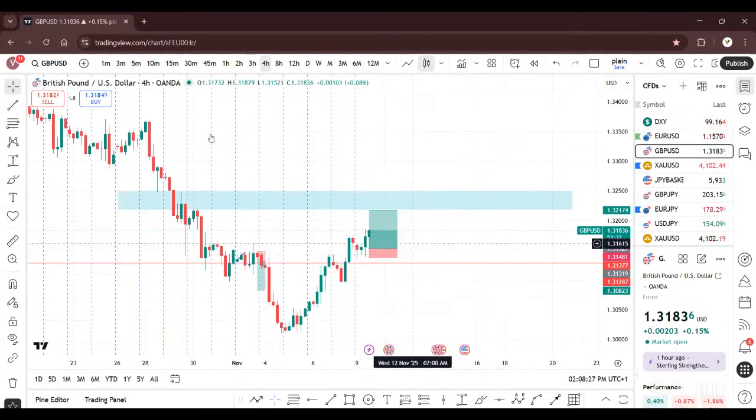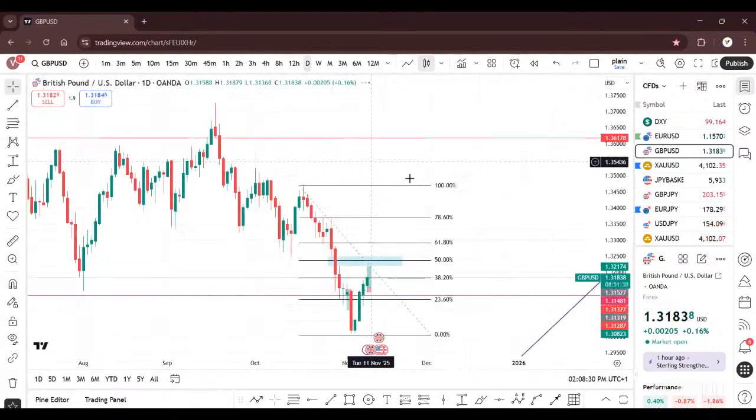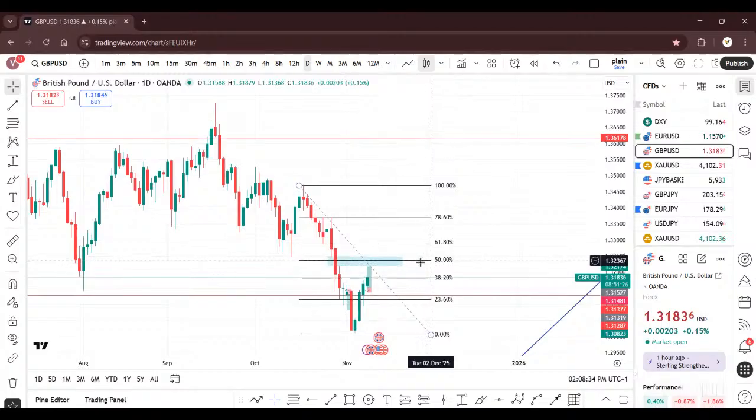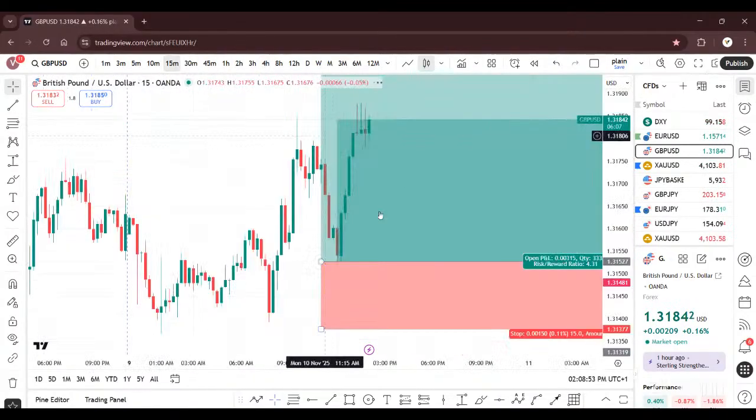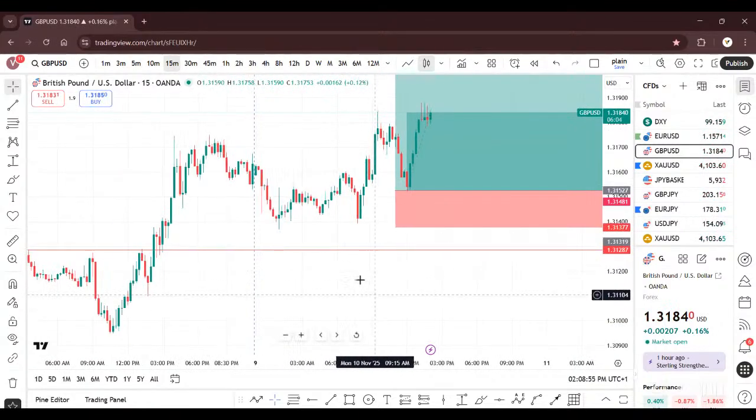For GBP USD instead, we said we're going to take a buy because if you look at it from the daily time frame, price is still a few pips off the daily fair value gap around here. So we said we wanted to see if price returns to 50% or around this fair value gap before selling to the downside. You can see how that is taking shape. Also on the 4-hour time frame, we said we wanted to see a push of price all the way here before the sell.